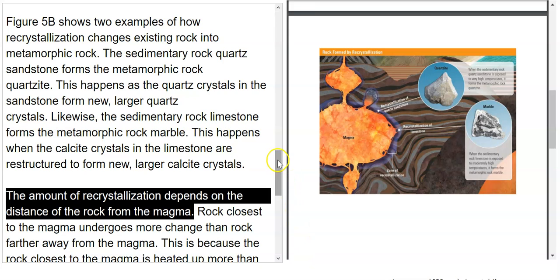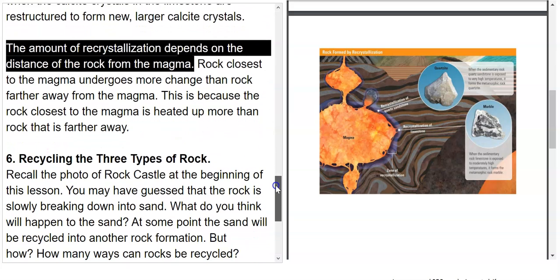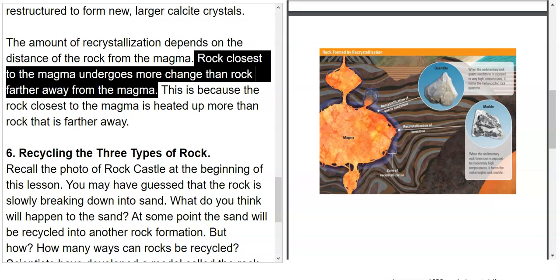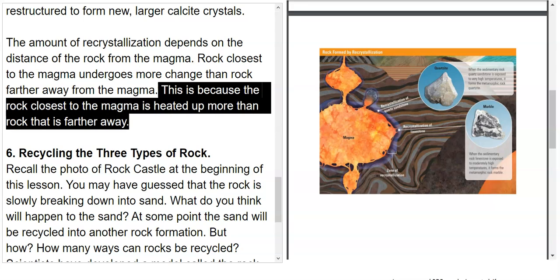The amount of recrystallization depends on the distance of the rock from the magma. Well, that makes sense. The closer you are, the hotter it's going to be. The farther you are away, the colder it's going to be. Rock closest to the magma undergoes more change than rock farther away from the magma. This is because the rock closest to the magma is heated up more than the rock that's farther away.